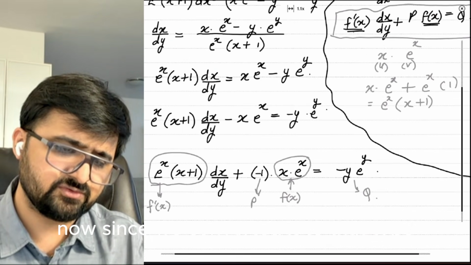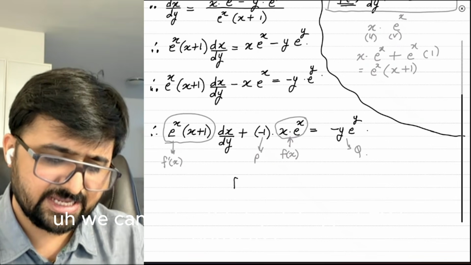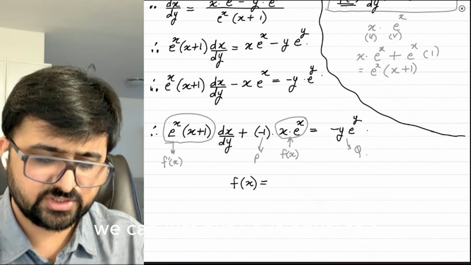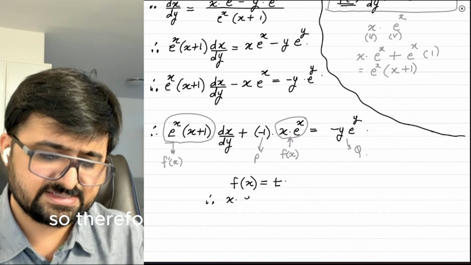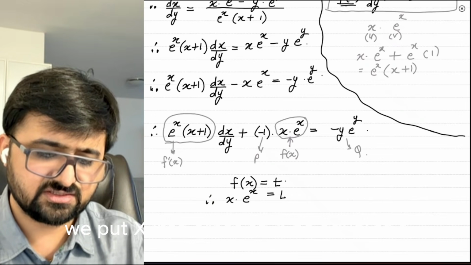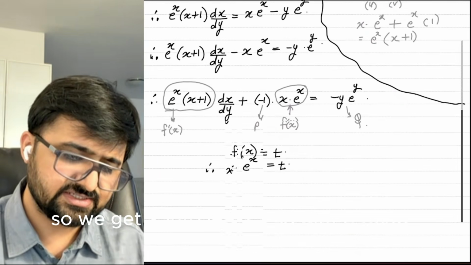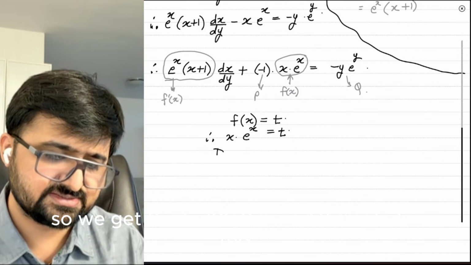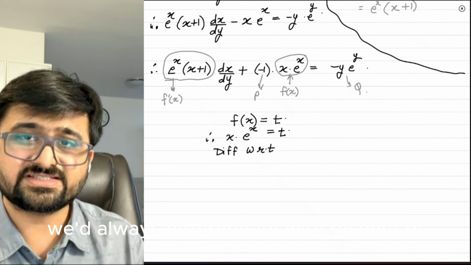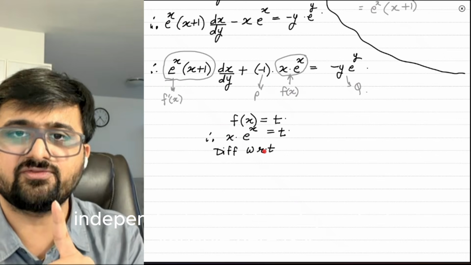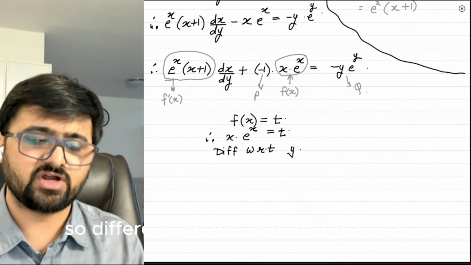Now, since we converted to that type, we can solve this by putting fx is equal to t. We can just put fx is equal to t. So therefore, we put x into e raised to x as t. We put x into e raised to x equal to t. So we get x into e raised to x. So differentiate this with respect to, we always differentiate with respect to the independent variable. The independent variable here is y. So differentiate this with respect to y.